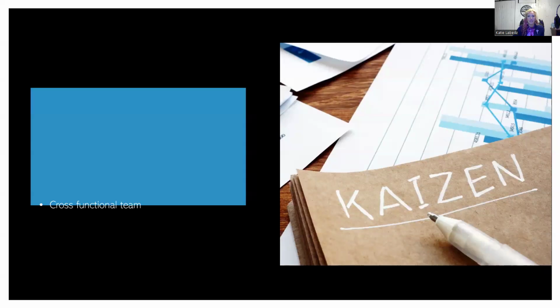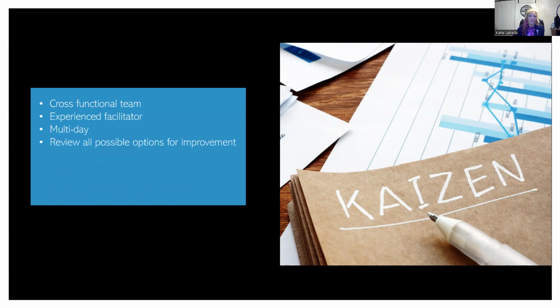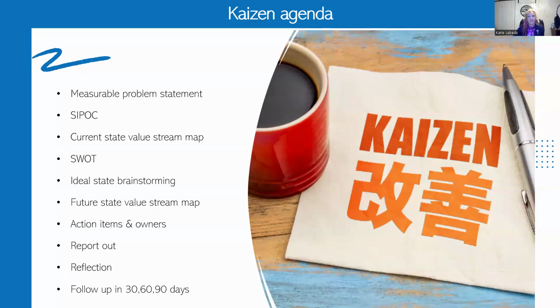So as I mentioned, during a Kaizen event, we definitely do value stream mapping. In a Kaizen event, we have a cross-functional team with an experienced facilitator. It's usually multiple days, and we review all possible options for improvement, current and future state value stream maps, brainstorming, and work to permanently fix the problem. This is a typical Kaizen event agenda.